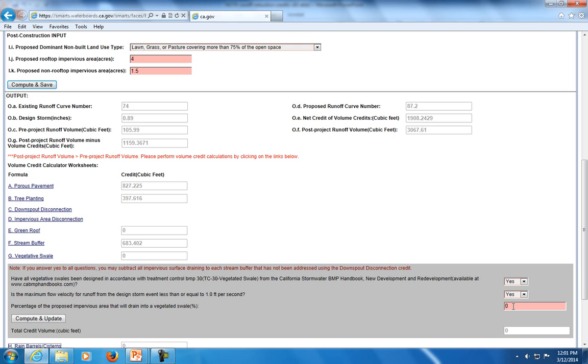In this case, I don't think we're going to take it, but just for kicks, I'll put in the proposed impervious area that's going to drain to a vegetative swale. Let's just say it's going to be 10%. We hit compute and update.